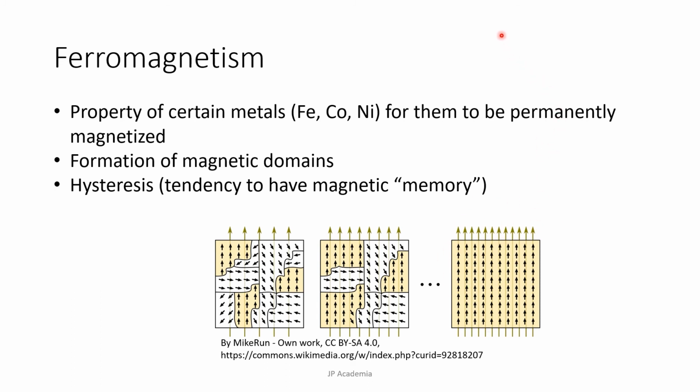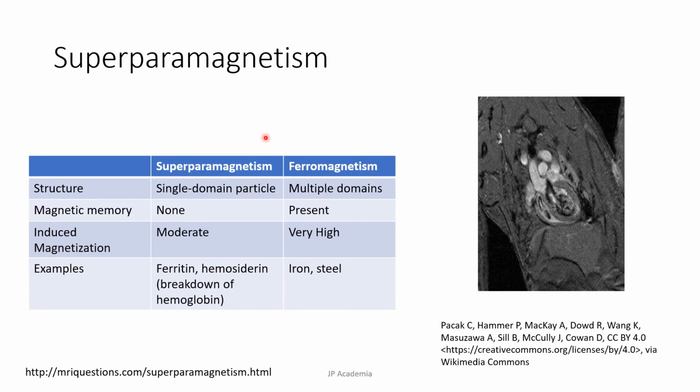Moreover, it has a tendency to remember its magnetic history, called hysteresis, meaning it will remain magnetized after being subjected to an external field. Permanent MR magnets are made of ferromagnetic materials such as neodymium, iron, boron. So last, superparamagnetism. This is a material property that occurs in small, single-domain magnetic particles with no magnetic memory. I have here this table comparing superparamagnetism with ferromagnetism.